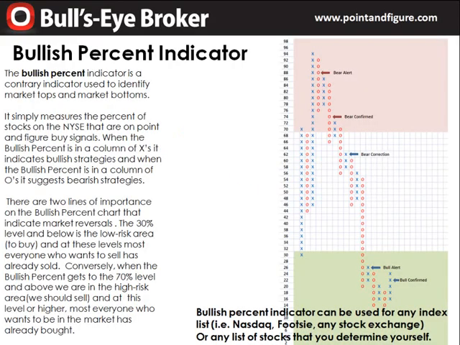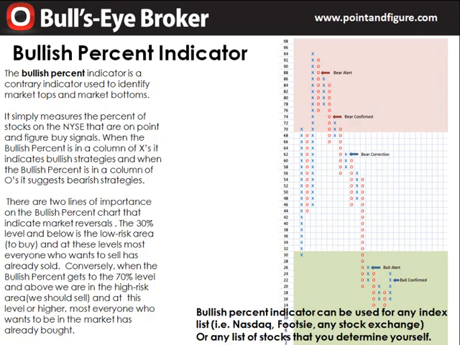The bullish percent indicator is a contrary indicator used to identify market tops and market bottoms. It simply measures the percent of stocks, in this example, that are on the New York Stock Exchange that are on a point and figure buy signal. When the bullish percent is in a column of X's, it indicates bullish strategies, and when the bullish percent is in a column of O's, it suggests bearish strategies. There are two lines of importance on the bullish percent chart that indicate market reversals.